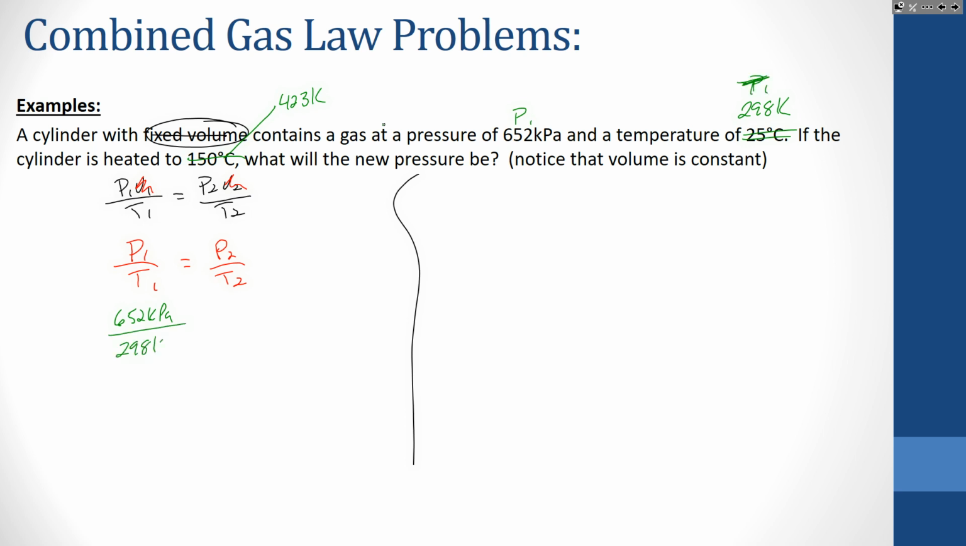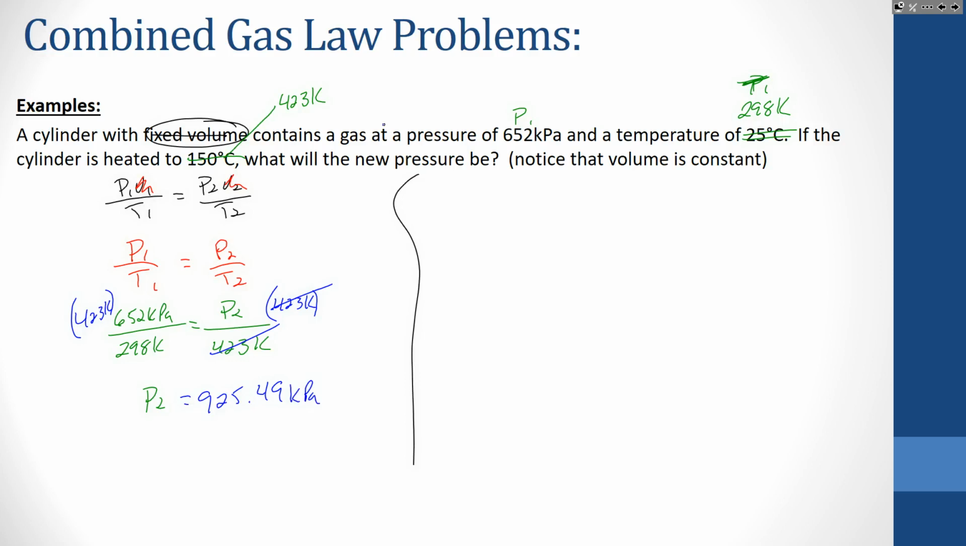So 298 Kelvin. And our new pressure is P2. Our new temperature is 423 Kelvin. So P2, we've got to multiply both sides by 423 Kelvin. So cancel, cancel. So we'll end up with 423 times 652 divided by 298. And I get a pressure of 925.49, and that will be in kPa.